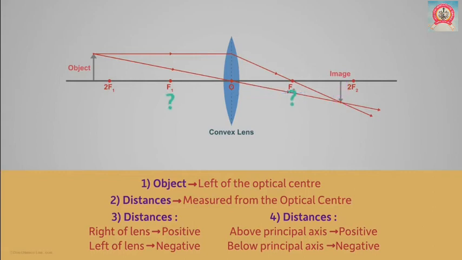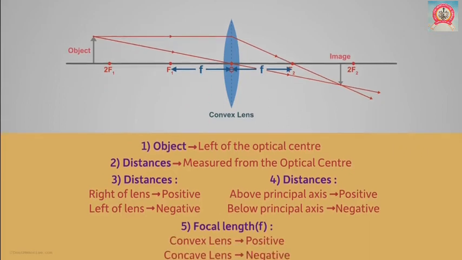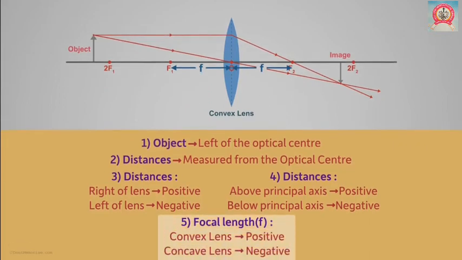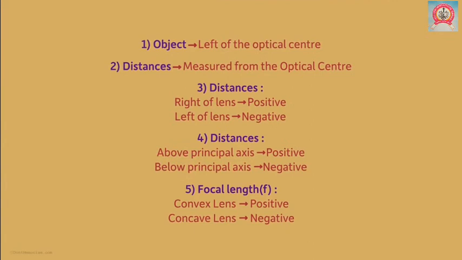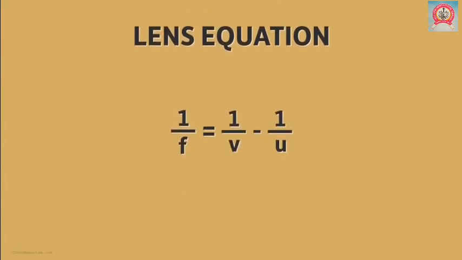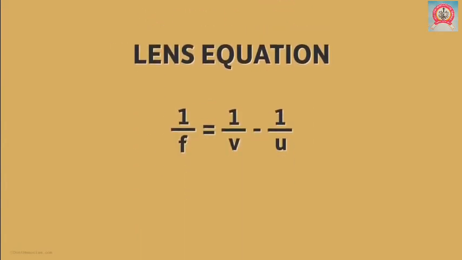What about the focal length? Well, the focal length can be measured from both sides of the lens, right? Isn't it the same for both sides? Which is why there is a fifth rule that tells us the sign convention for the focal length of the lens. For a convex lens, the focal length is considered positive, and it is considered negative for a concave lens. So these are the five sign conventions which we use for the lens equation.